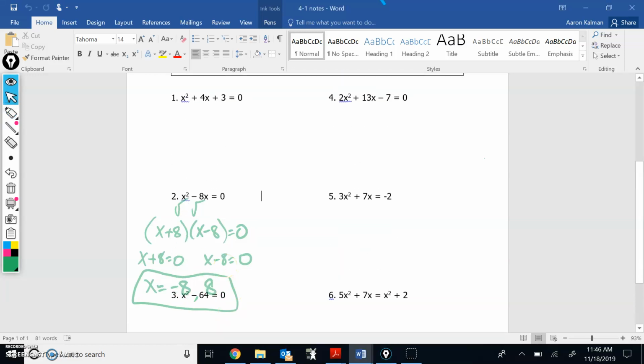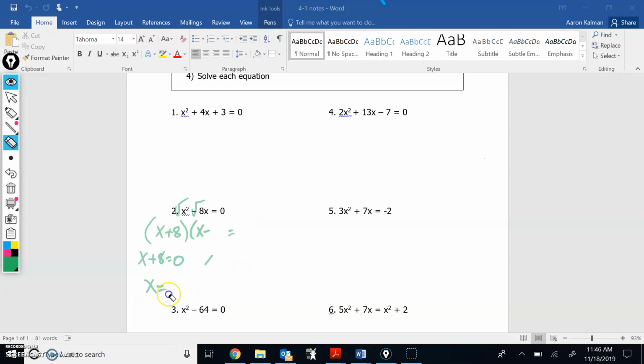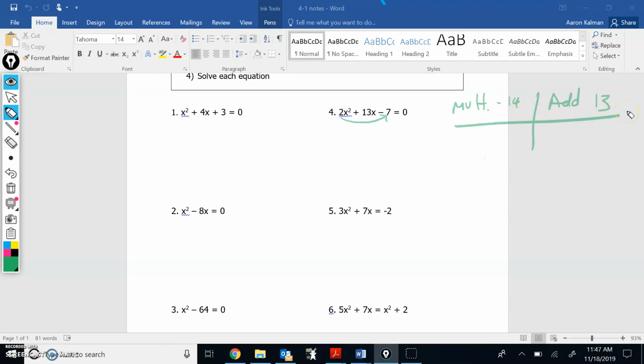Let's scroll up and look at number 4. This one looks like a little tougher one to factor. There is no GCF, so we have to do a times c to get our magic numbers, multiply to get -14, but add to get positive 13. You will find your two numbers are positive 14 and -1. They multiply to get -14, but add to get 13. Rewrite those in the middle.